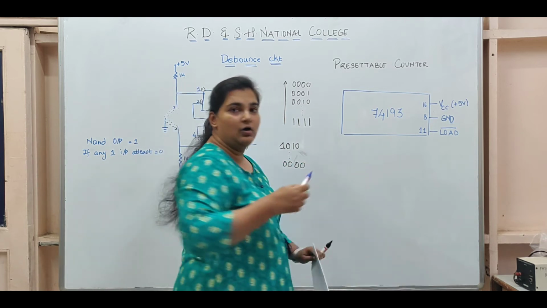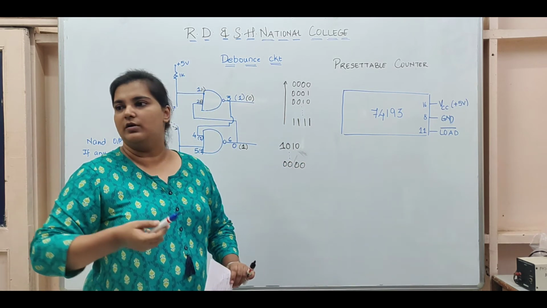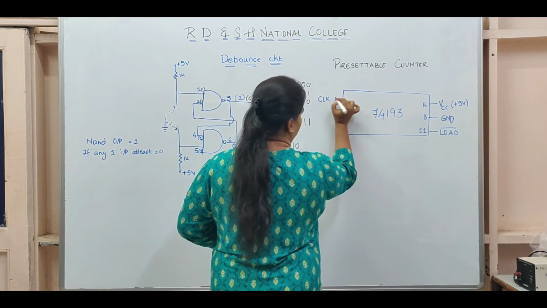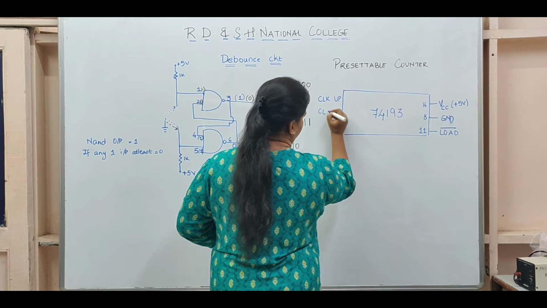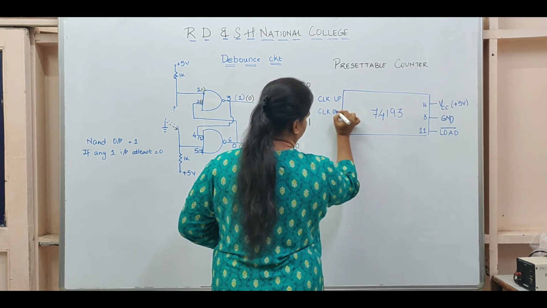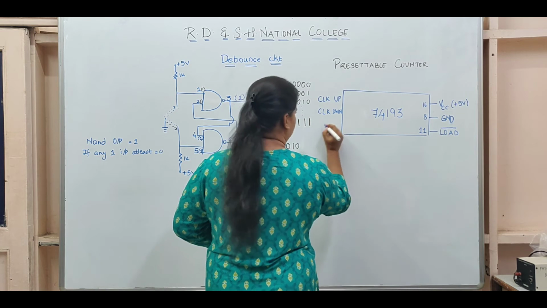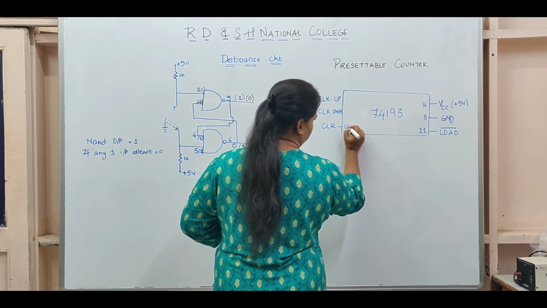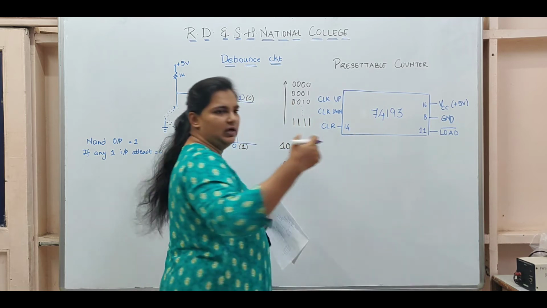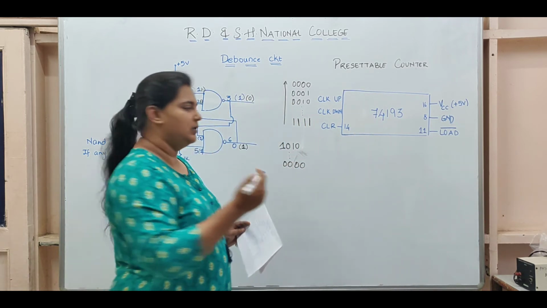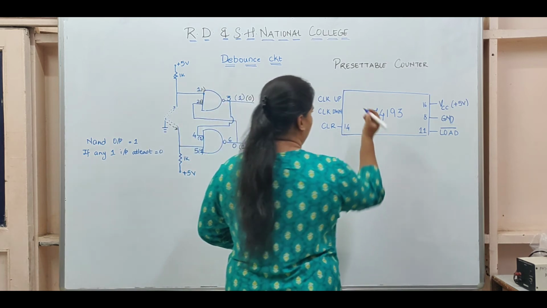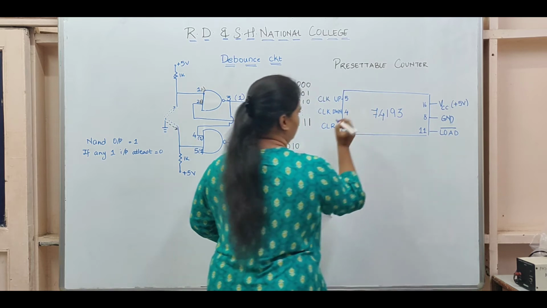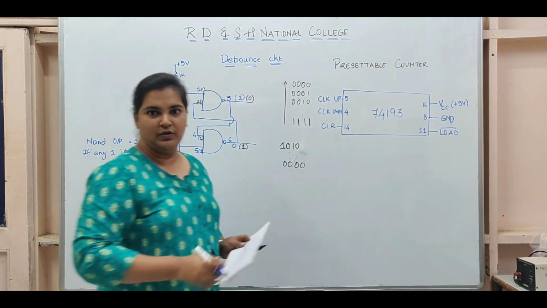Now coming to how I select whether to do an up count or down count. There are pins for clock up, clock down, and a clear pin. If I want to clear my counter, if you reach a certain count and you want to restart again, you can clear the counter using pin number 14. For clock up, we use pin number 5 and for clock down, we use pin number 4.